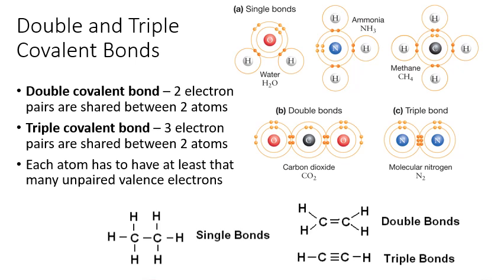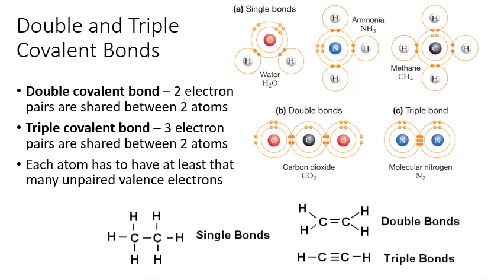If you had not just one electron pair shared in the bond, but two different electron pairs being shared, that would mean you have two different covalent bonds between those two atoms, and we call that a double covalent bond. Then if you added a third pair of shared electrons, that would be a third covalent bond, and we call that a triple covalent bond.